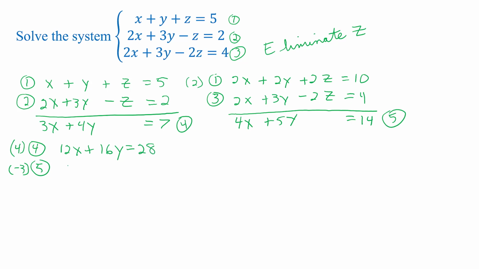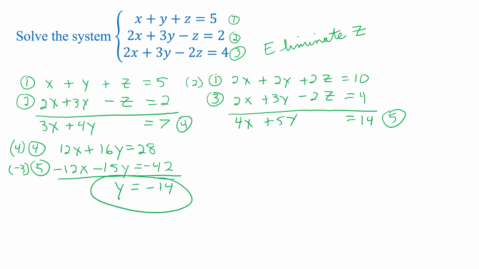Negative 3 times equation 5 would be negative 12x minus 15y equals negative 42. Adding these 2 equations together, we get y equals negative 14. So we've actually solved for y at this point. Once I've solved for y, I'm going to start backtracking and plugging the values as I find them into previous equations. So let's look back at equation 4 right here.